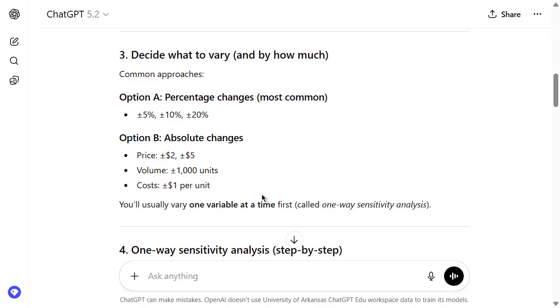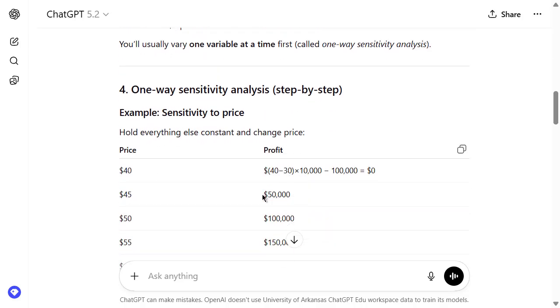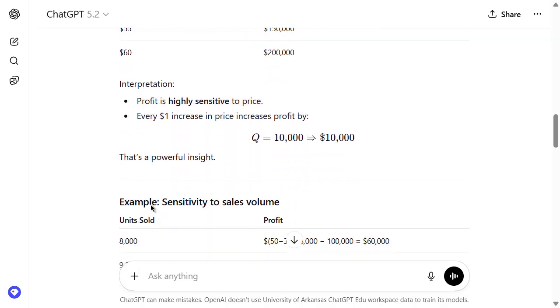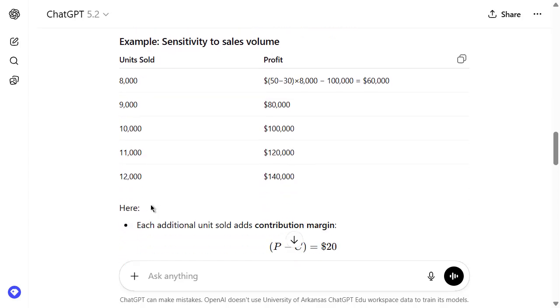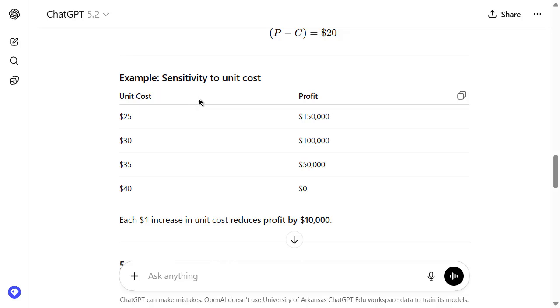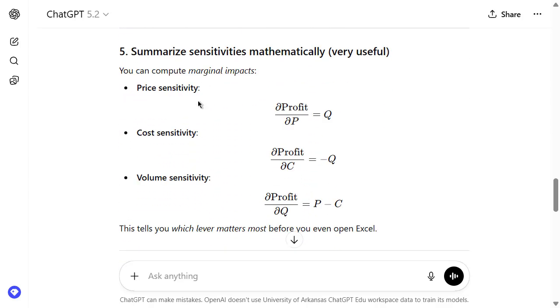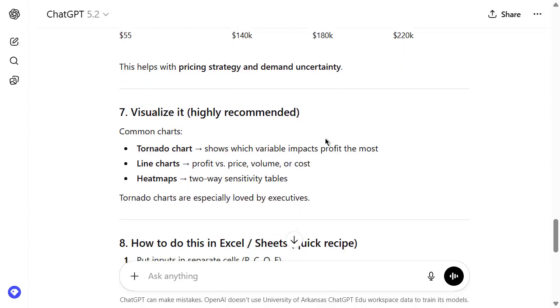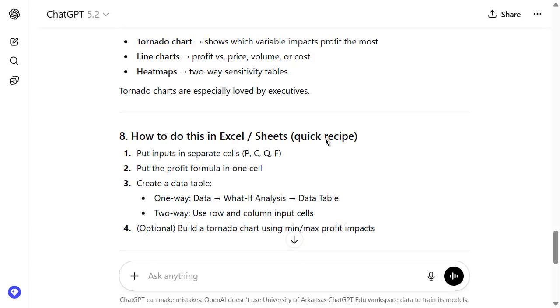We can do this one at a time or two at a time and see how it might vary if, for example, the price per unit changes. And so we see what that looks like. Here it is, the sensitivity to sales volume, to unit costs, as well as to fixed costs. We could also do a two-way at this, so we see price changing on the rows and the columns changing by how many we've sold. And so that kind of gets us started.